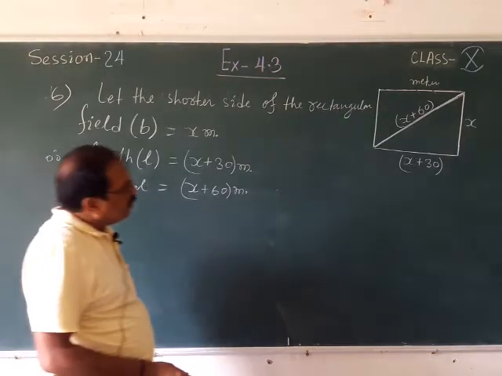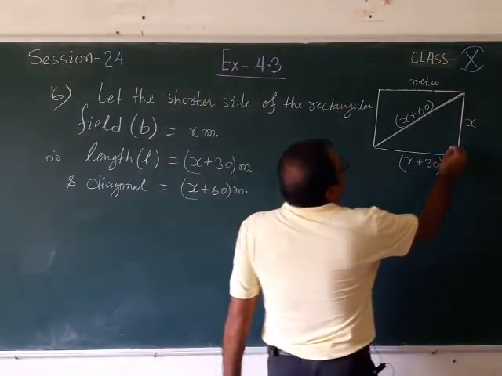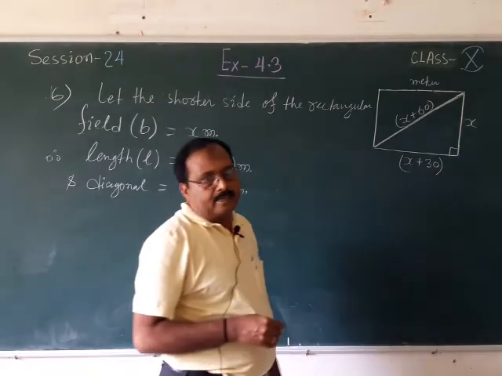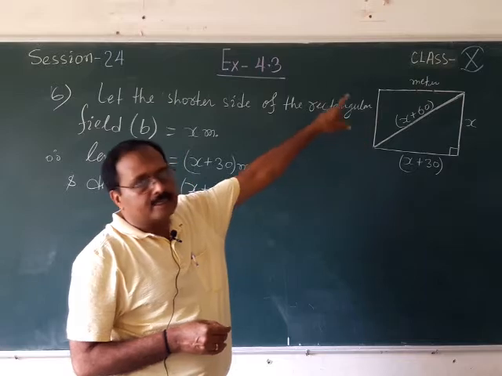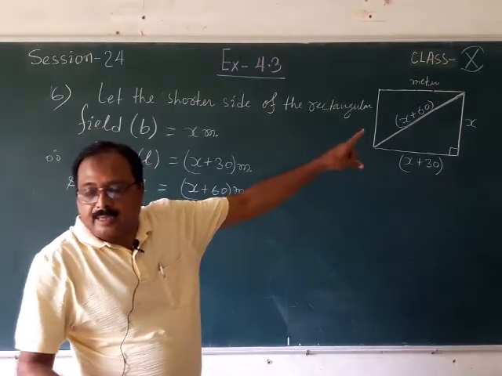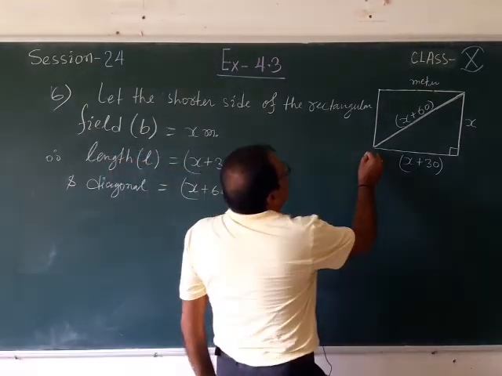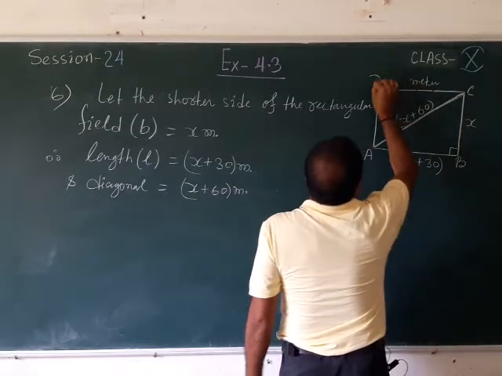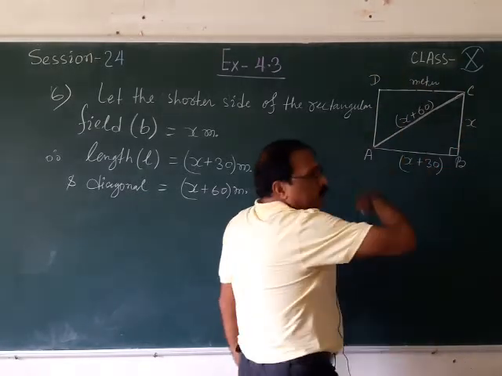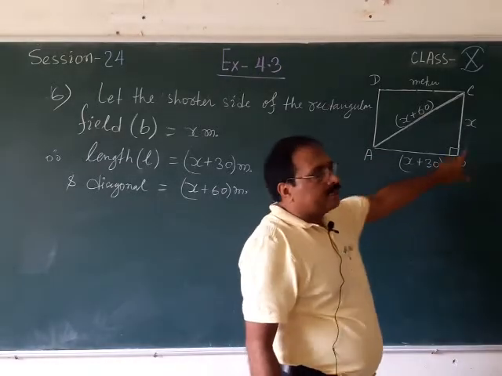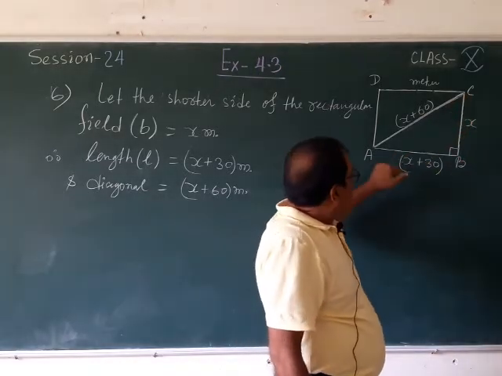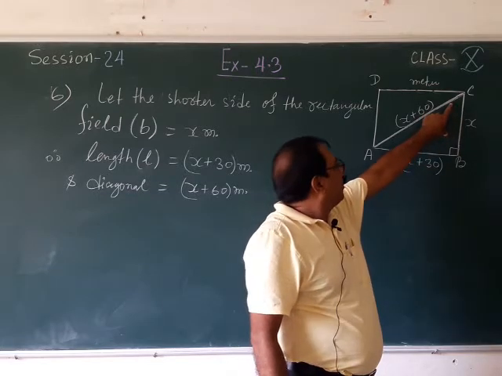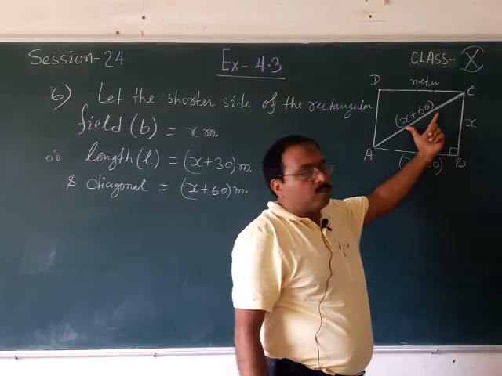Now you can see that in a rectangle, the diagonal divides it into two right angled triangles. Suppose ABCD is your rectangle, then triangle ABC is a right angle triangle. Now AB is the base, BC is the perpendicular and AC is the hypotenuse.